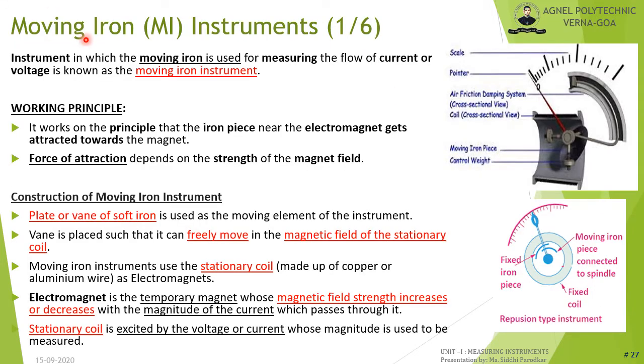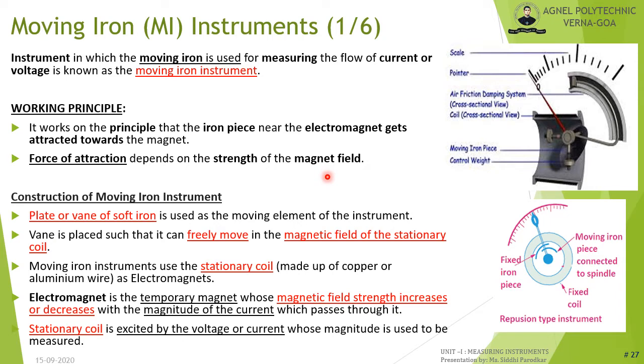Moving iron instruments or MI instruments. These are the instruments in which moving iron is used for measuring the flow of current or the voltage. The working principle of moving iron instrument is based on the fact that iron piece near the magnet gets attracted towards the magnet and the force of attraction depends on the strength of the magnetic field.